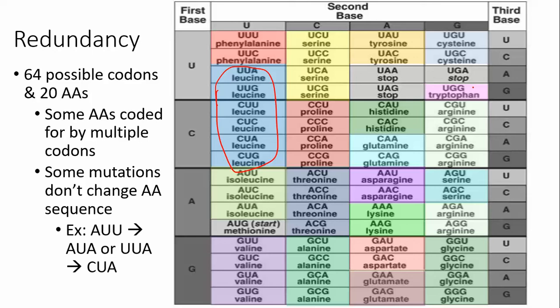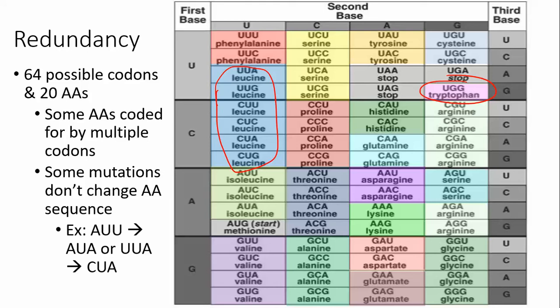However, tryptophan only has 1 codon that codes for it. This is called redundancy, the fact that you have multiple codons coding for the same amino acid. There is a reason for this, and the reason is that it's going to allow you to have the same amino acid coded for, even if you have a mutation. So let's look at an example.